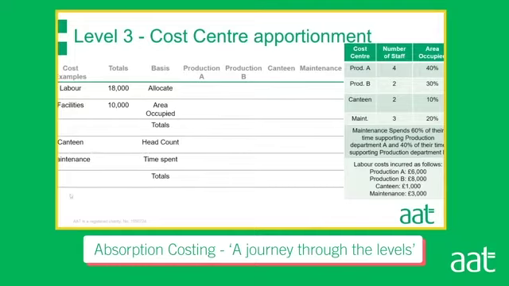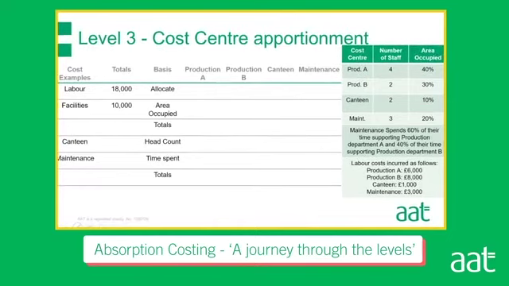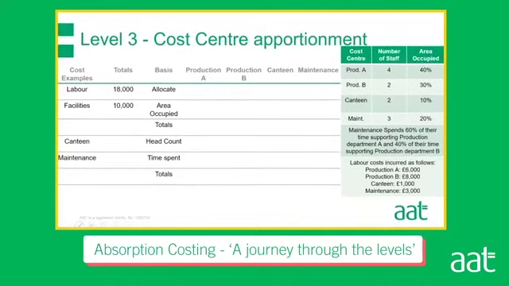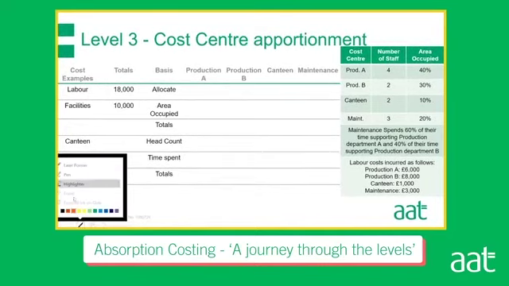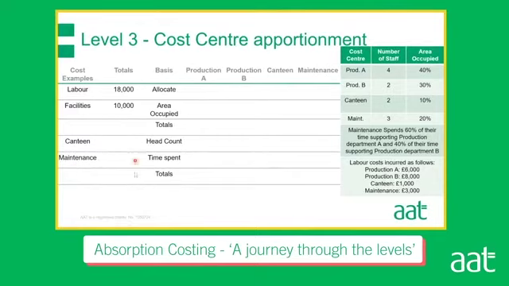So here at level 3, you are highly likely to get a question in your exam on apportionment and allocation. What are we doing? We're making sense of our costs. We're trying to get our indirect costs into cost centers so that we can perform our absorption rate calculations. So I've just got a simple example here to show you how it works.